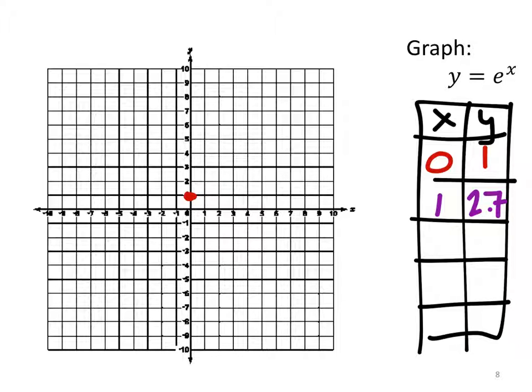All right, x, oh, sorry, let me graph that point. 1 and 2.7, about right there. Bam, there we go. E to the power of 2 is 7.4, so 2 and 7.4, about right there. Now we can see from this graph that it's climbing pretty quick right there.